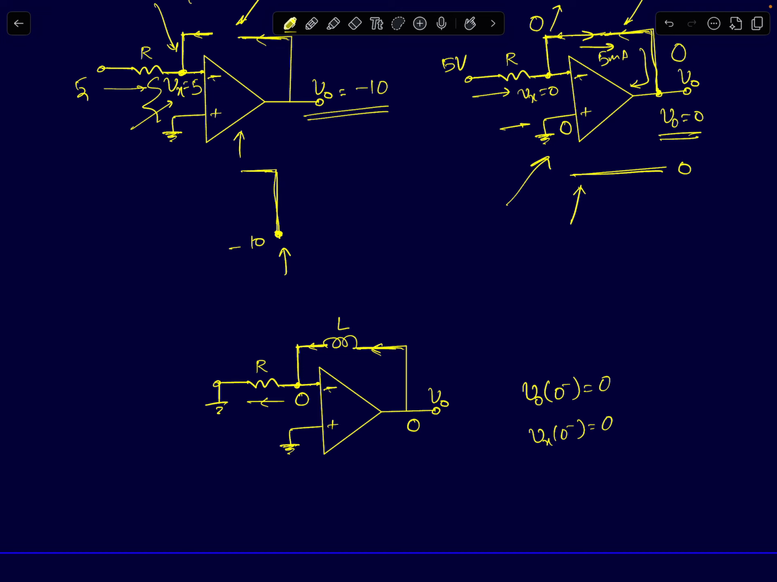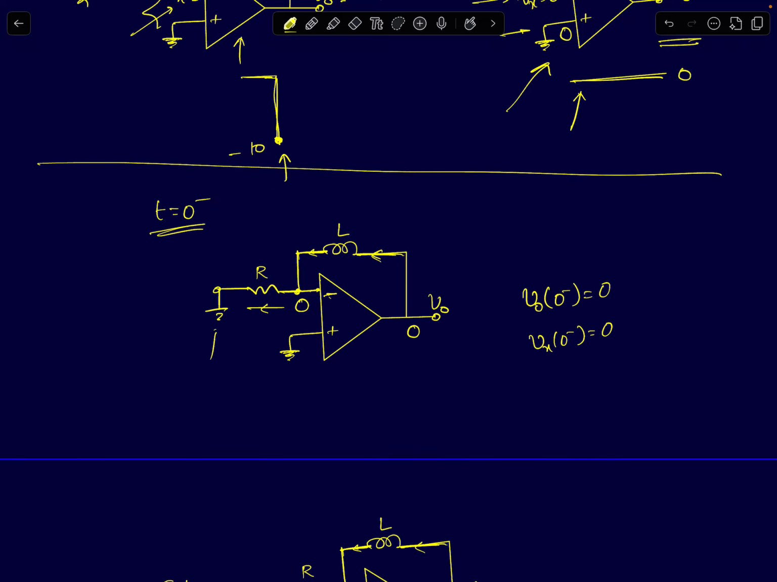Okay, so now we will do a more detailed analysis. First, as we did previously, we will find out the value at t equal to 0 minus, that is just before the step has arrived. So input is 0 and the inductor, we can treat it like a short circuit.